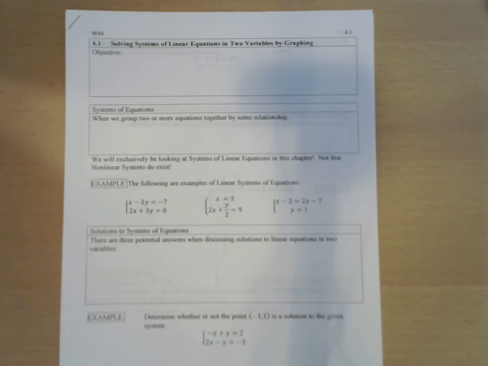All right, we're starting chapter 4. So we do 3 sections out of chapter 4. These are relatively quick individually, but they do take some time and they will take some practice on your part. It's all about systems of equations. So 4.1 is solving systems of linear equations in 2 variables, specifically by graphing.